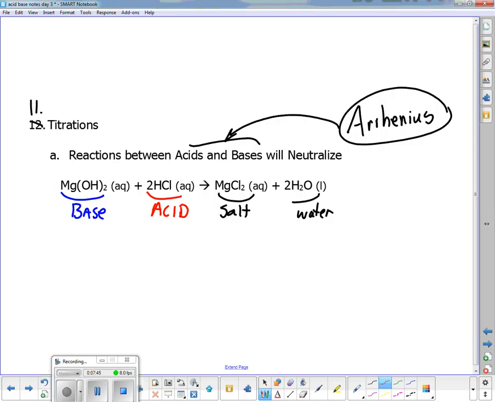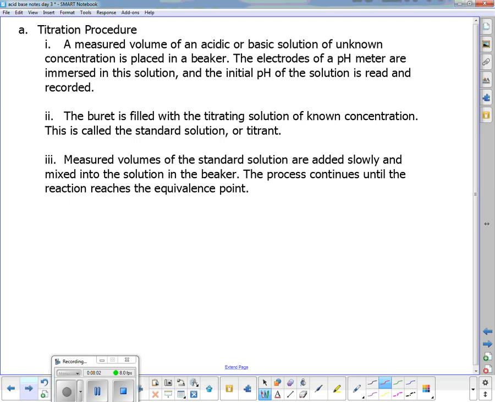What would be neutral on the pH scale? 7. So if I have a strong acid and a strong base, then I will get a neutral salt and water. But if I don't, then I end up with a salt that's slightly acidic or slightly basic, and we'll talk about those later. Okay, so going forward, this is basically a description of how titration goes.